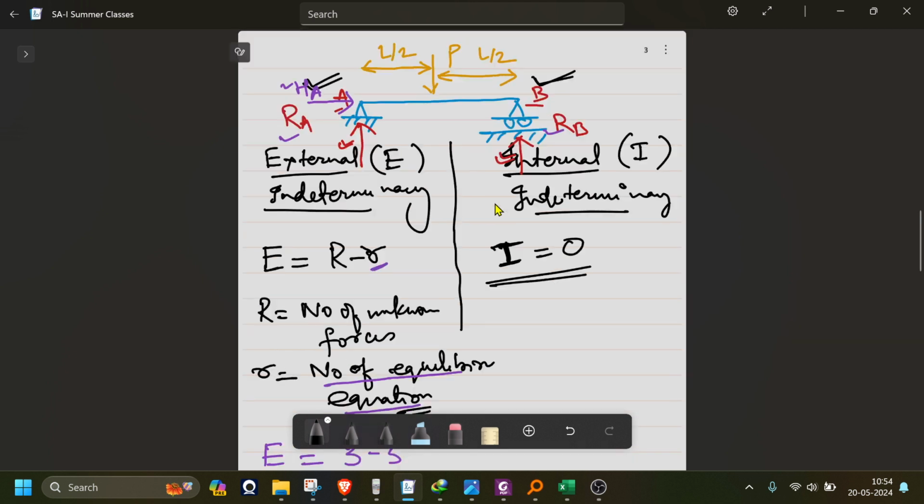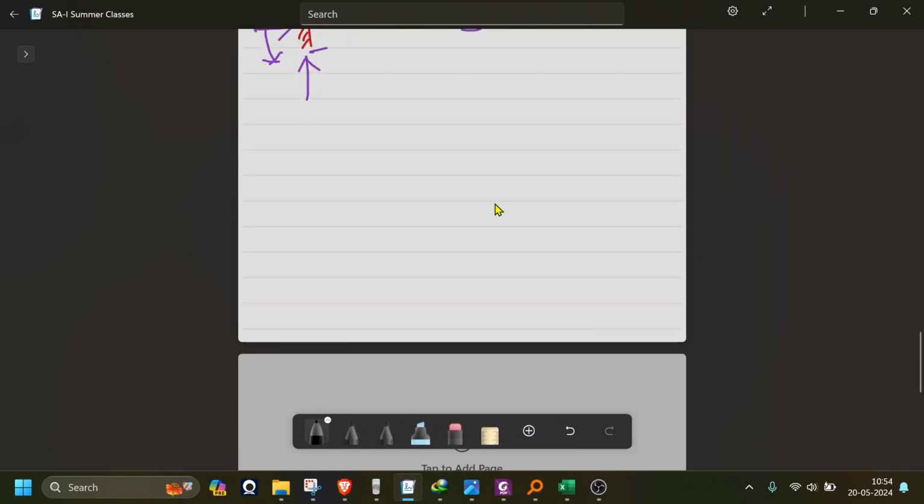Okay. Now let's see whether you can tell the answer for the next question or not. Right? So let us say I have a beam like this. One support is hinged, another support is fixed. So what is the degree of external indeterminacy? What is the external indeterminacy for this one? Let us say this is my support A.